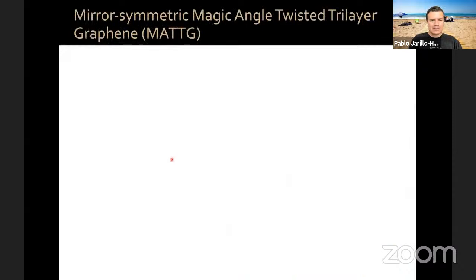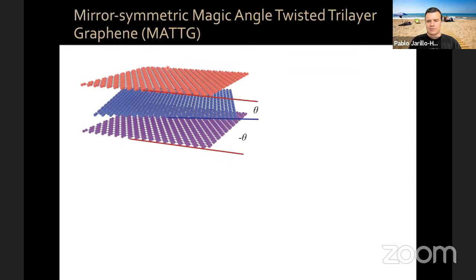Okay, so mirror symmetric magic angle twisted trilayer graphene, or MATTG for short. Now that's a mouthful. Let me show you what I mean by that. I mean this structure, okay? It's three layers of graphene. If you take the bottom layer, now you put another layer on top by rotating it by an angle minus theta, and then you put another layer on top by rotating it by an angle plus theta with respect to the middle layer. That means that the bottom and the top layers are exactly aligned on top of each other.